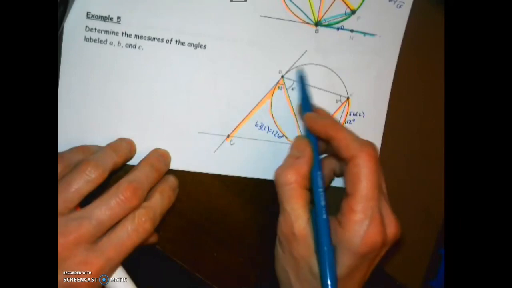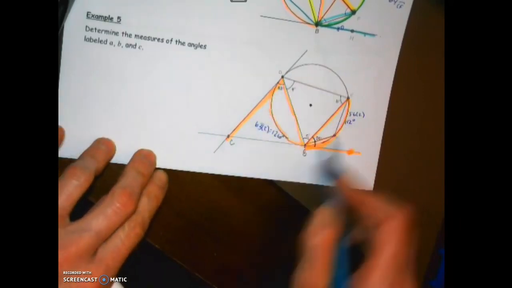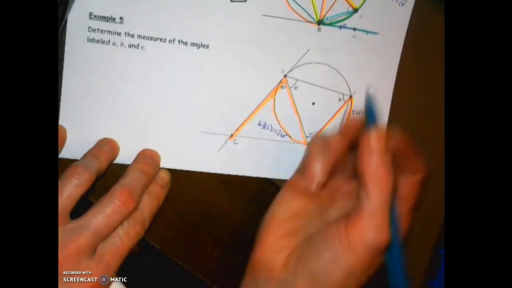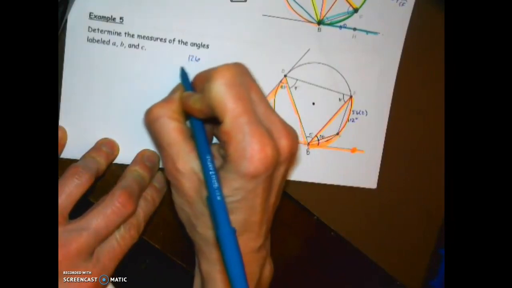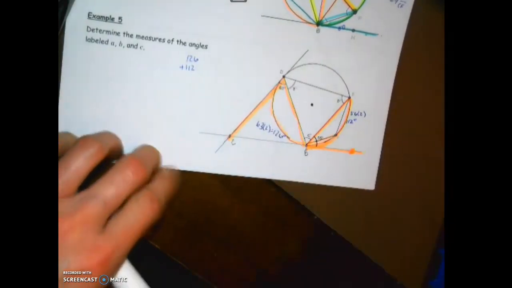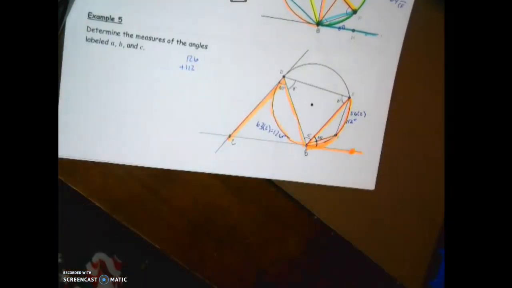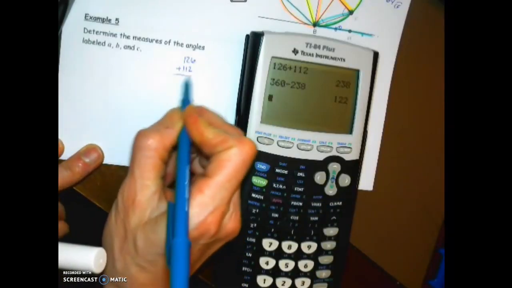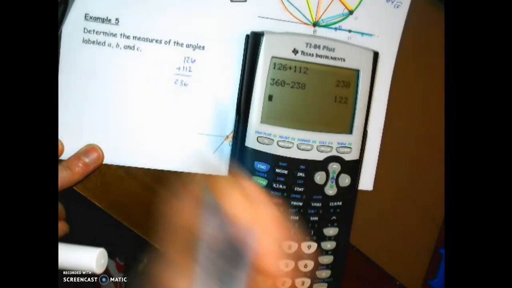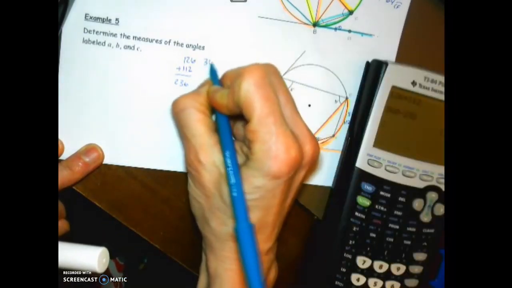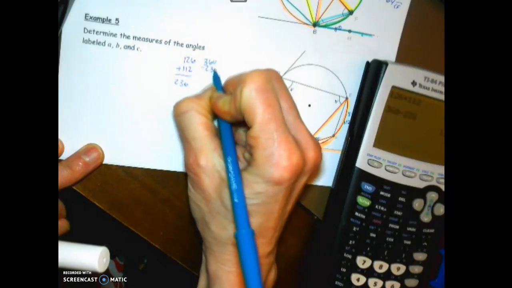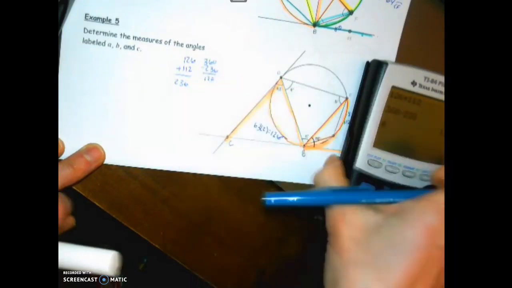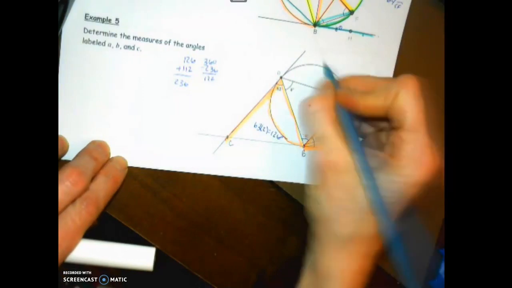So to find the rest of the arc, we know that a circle contains 360 degrees. So we're going to take 126, add it to 112, and then subtract from 360. So right here, 126 plus 112 is 238. Then we're going to take 360 minus 238, and we get 122, which means the measure of arc DE is 122 degrees.